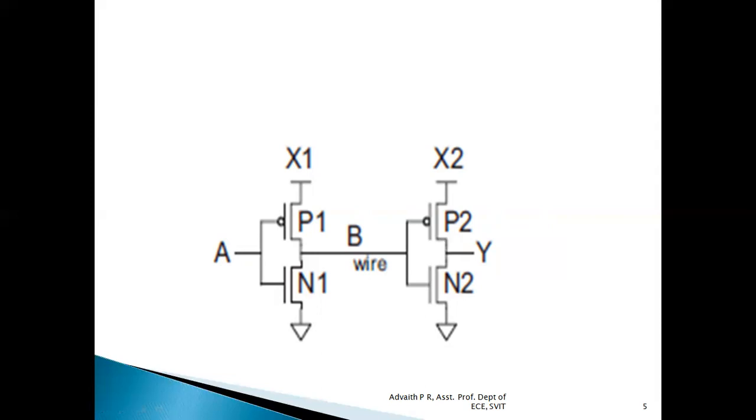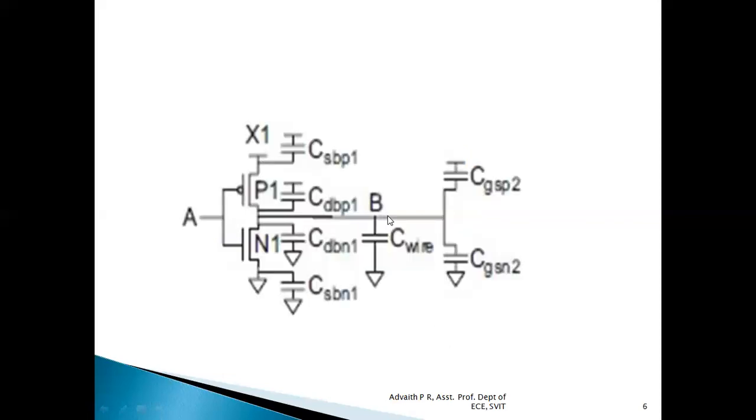Suppose a voltage step from 0 to VDD is applied to node A, and we wish to compute the propagation delay tpdf through X1, that is, the delay from the input step until the node B crosses VDD divided by 2. We have to consider some parasitic capacitances that have to be included, and those parasitic capacitances are illustrated in this particular figure.